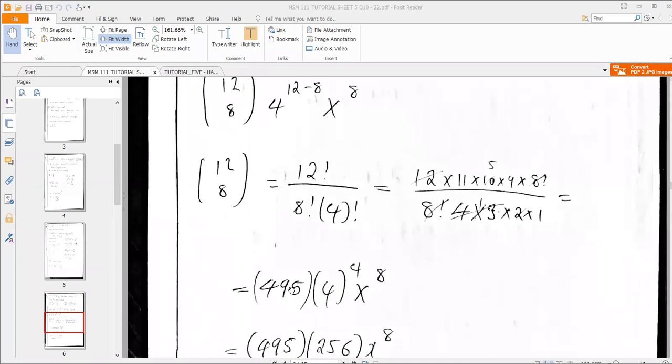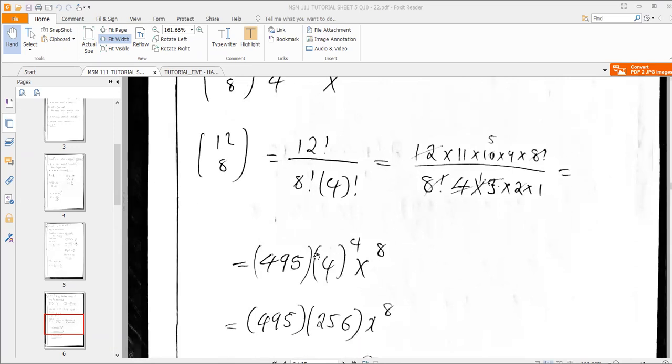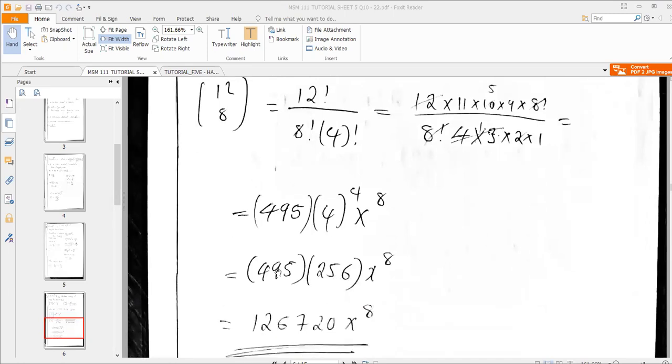495 times the 4 which is there, 12 minus 8 is to the power 4, right? So we have 4 to the power 4, the x to the power 8, the way it is. So now the 4 to the power 4 is 256. 256 times that guy will have been 126,720 x to the power 8.